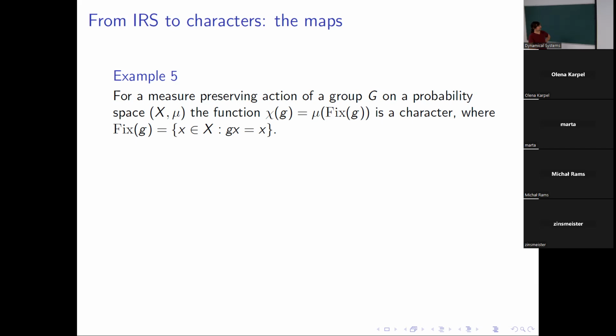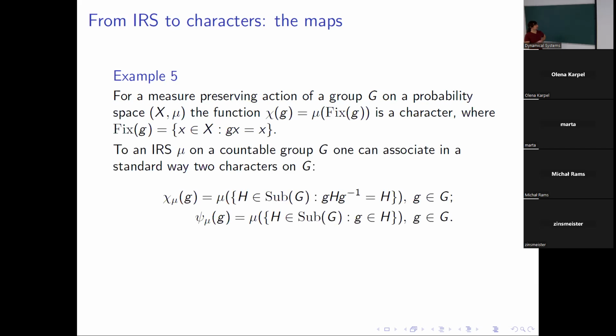One of the ways is that one can associate to this action of G on the probability space (X, mu) a so-called groupoid representation, and the trace of this representation will be exactly this function. But I will not focus on this in the talk. What is the topic of the talk is the following map from the set of invariant random subgroups to the set of characters.